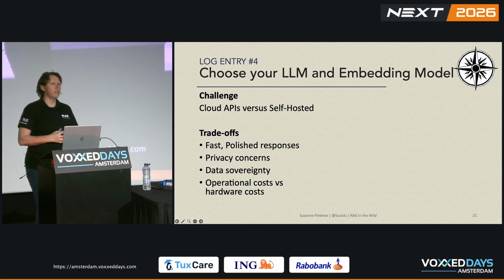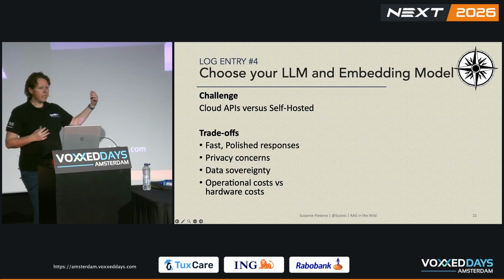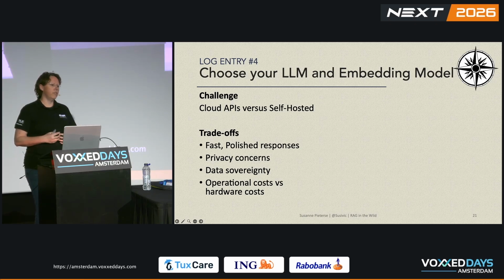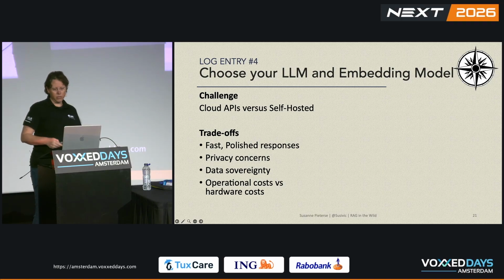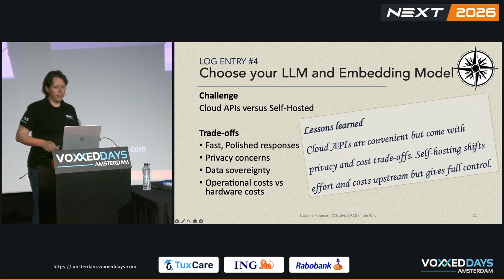So we also tried it out with self-hosted LLMs, with Ollama, for example, and with an embedding model that works perfect. For the LLMs, that was a little bit harder. It was slower, not as polished, but it worked. And what's very important in this case is that you have the operational costs versus the hardware costs. If you use a cloud API, you have to pay the tokens, and if you self-host it, you will have to pay the hardware, and that's even more expensive now than it was 2 years ago. So you have to keep an eye on that.